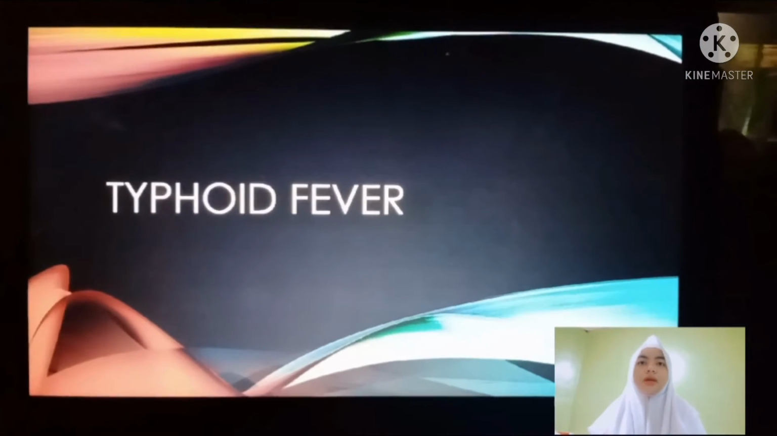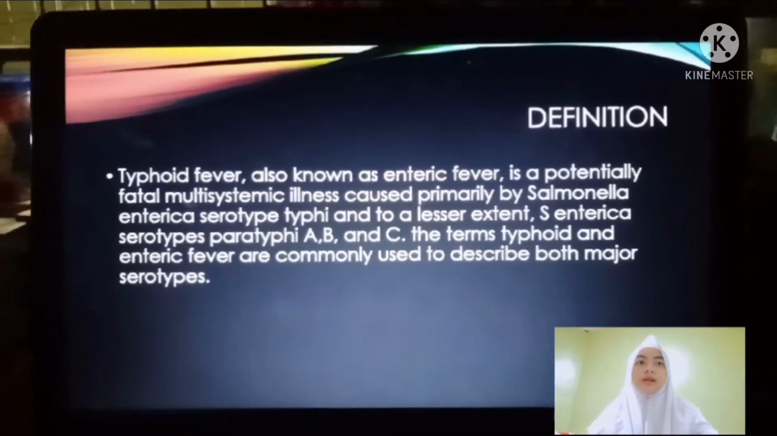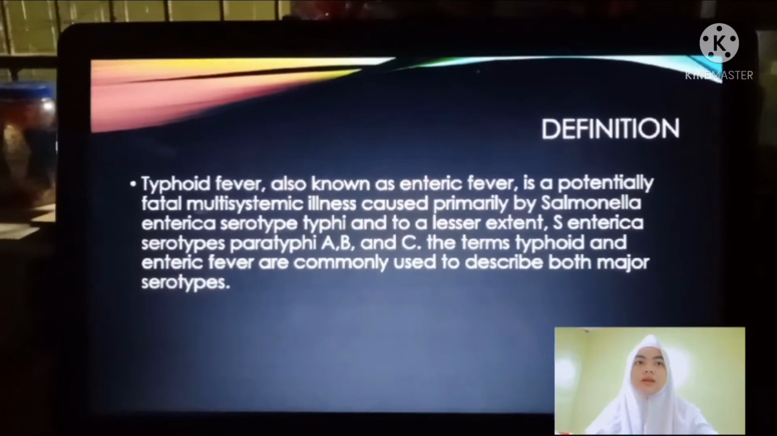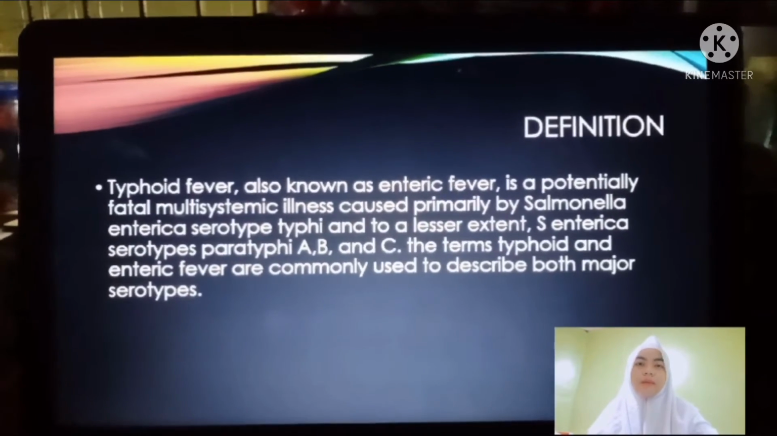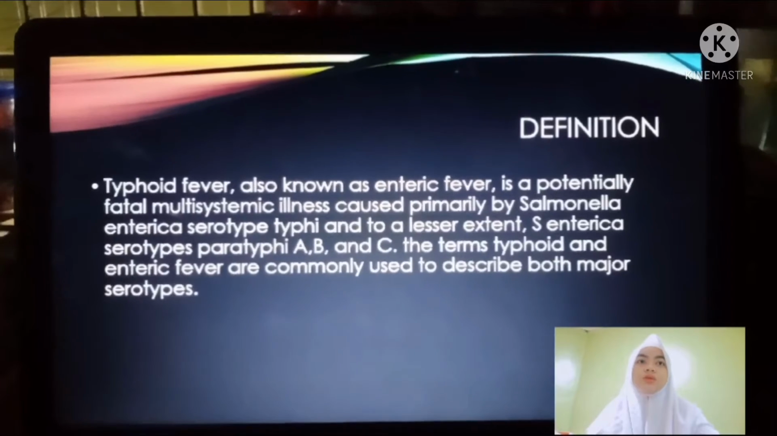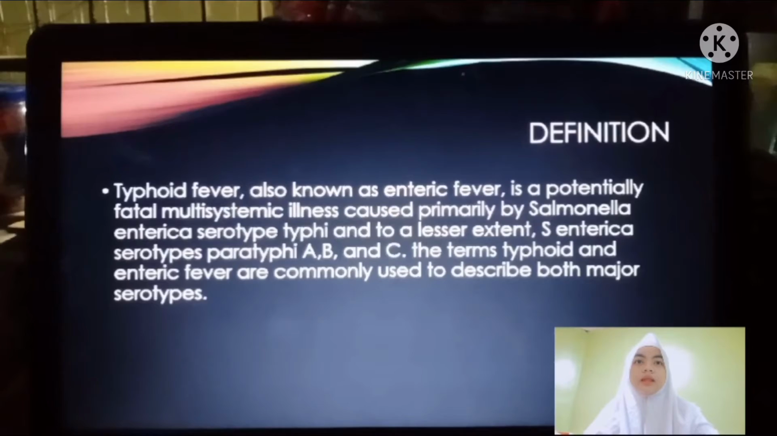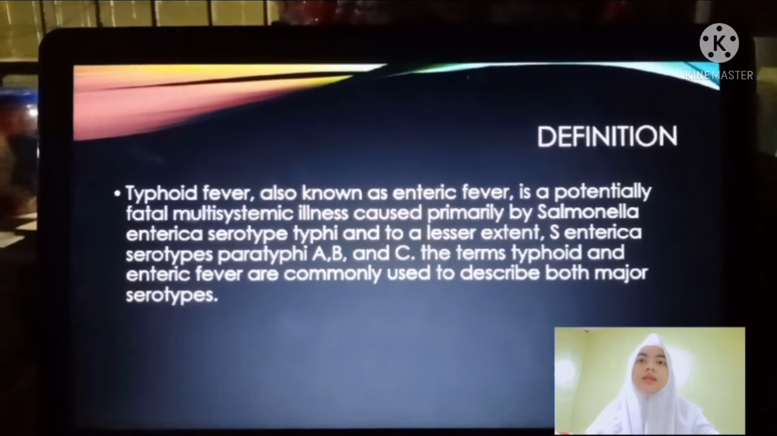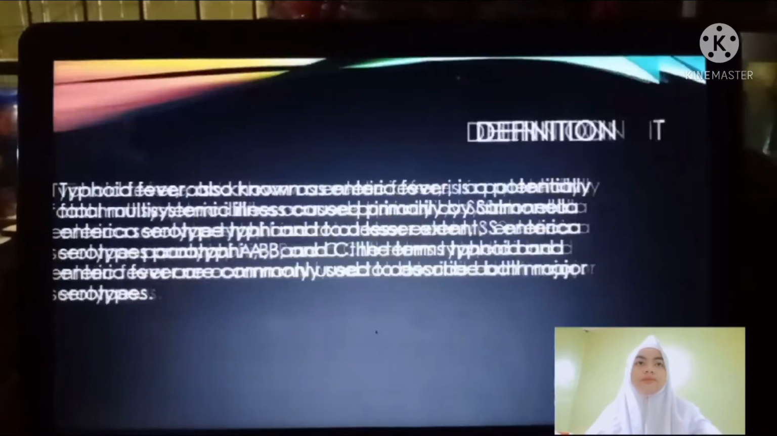My topic for today is typhoid fever. So what is typhoid fever? Typhoid fever, also known as enteric fever, is a potentially fatal multisystemic illness caused primarily by Salmonella enterica serotype Typhi and, to a lesser extent, S. enterica serotypes Paratyphi A, B, and C. The terms typhoid and enteric fever are commonly used to describe both major serotypes.